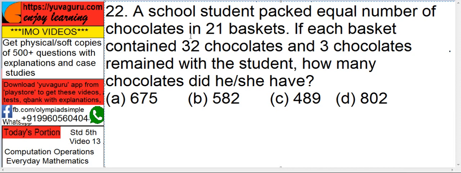Now suppose you had 5 baskets and each basket contained 2 chocolates. So how will you find out the total number of chocolates? 5 multiplied by 2. Similar logic you will apply over here: 32 multiplied by 21. Now you have to multiply this.